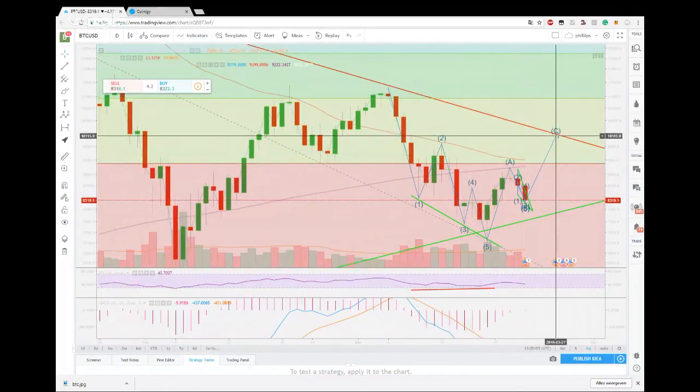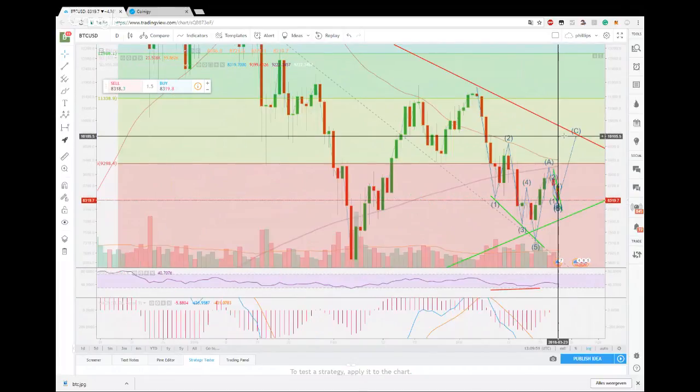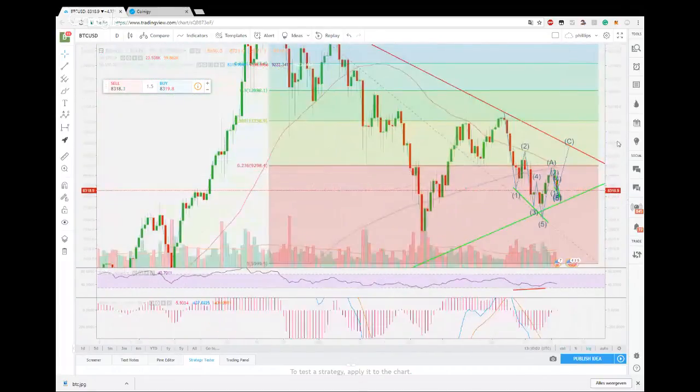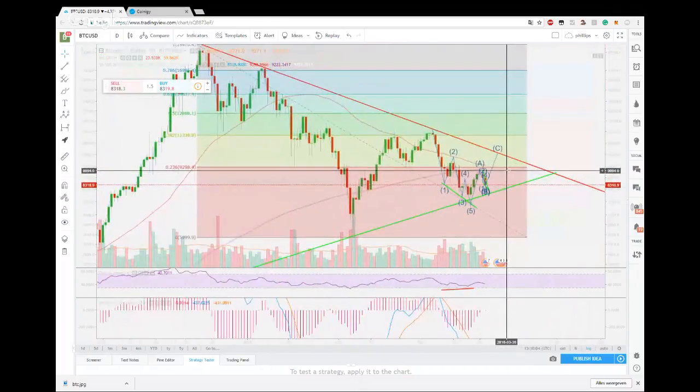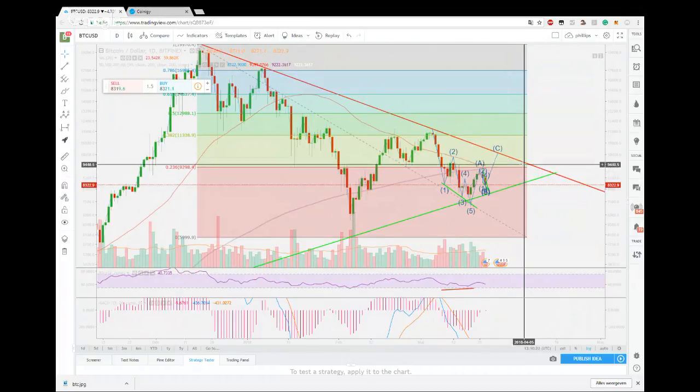So I think we are going to like 10,115, something like that. And then we should be completing the wedge. This is a very, very important time to come. So over the course of the next week and maybe the week after, we are going to finish the wedge.